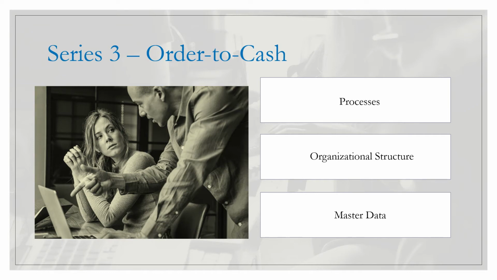Okay, welcome to course 3. So this course will talk about order to cash, or your sales and distribution, and it will include business processes, organizational structures, and we'll finish it up with master data within order to cash. Order to cash, we often refer to it as sales and distribution as well. So this lecture, we're going to cover order to cash process overview.